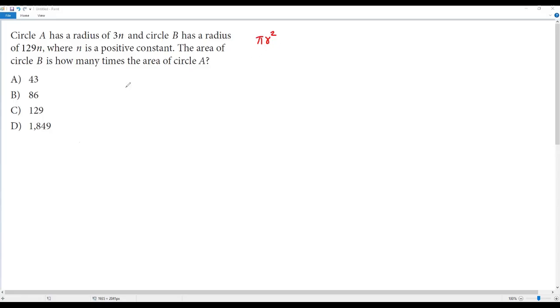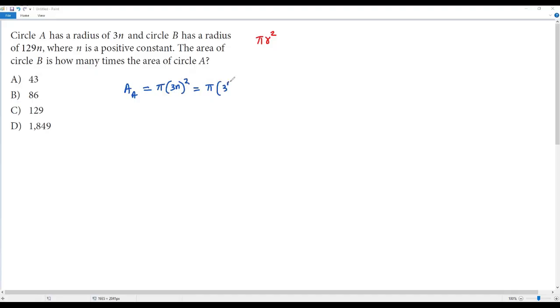Okay, first let me get the area of circle A. Now we can use this formula, and for this r we can plug in the given radius, that is 3n. Then we have pi times (3n) the whole squared. Here 3 and n are multiplied and we have the exponent 2. Since this 2 is a common exponent for 3 times n, we can take this exponent 2 separately for this 3 and n and multiply the results.